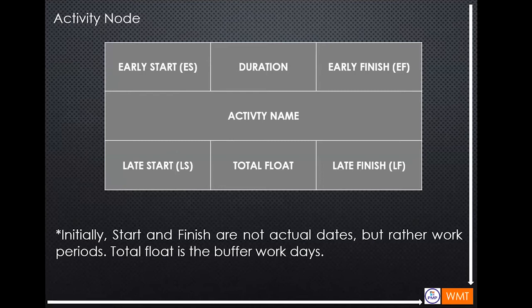So before you can make the schedule, you have to familiarize yourself with this table. This is the activity node. This is where you can see the location of the early start, duration, early finish, activity name, late start, total float, and the late finish. Normally in project schedule software, you can see this table. Initially, the start and finish are not actual dates but rather work periods, and total float is the buffer in work days.